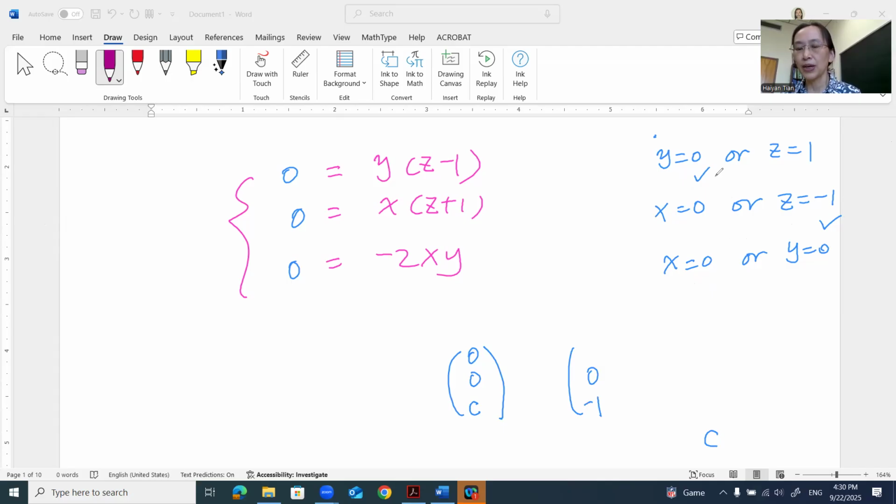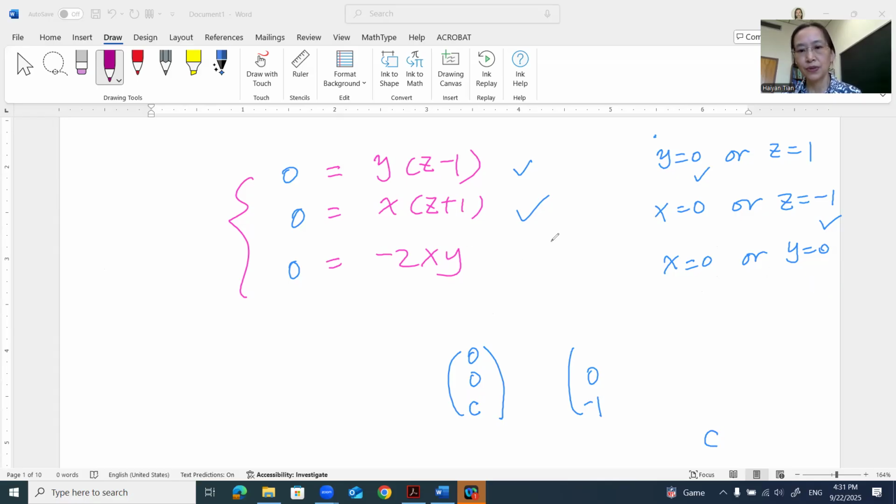If z is -1, then the first 2 equations are automatically true. And for the third equation, y is 0, which is our assumption, so with that assumption the third equation is also automatically true.